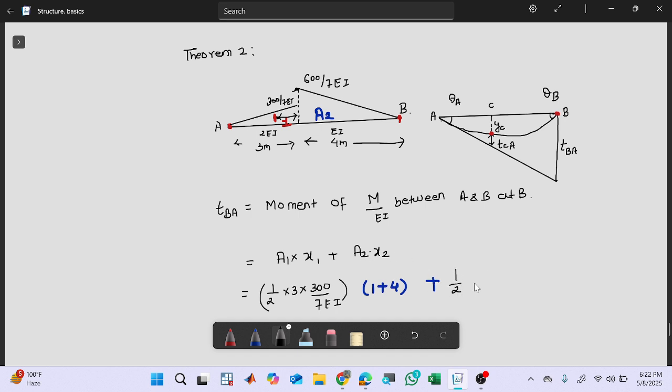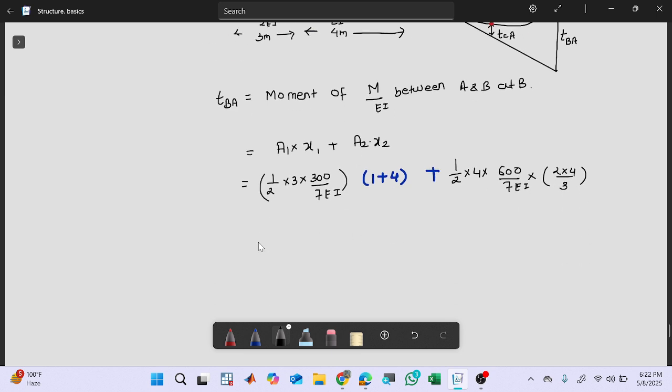plus what is the value of A2? It is 1 by 2 into 4 into 600 divided by 7 EI. And what is the distance? The distance should be 2 into 4 by 3. So this is my distance. From this I can calculate the value of TBA. I will get some numerical value here. I am not going to simplify it. Let's say that numerical value is X, because we can get the values now.